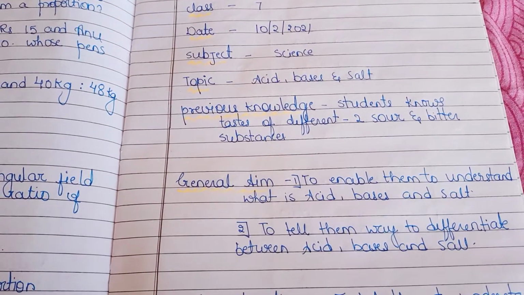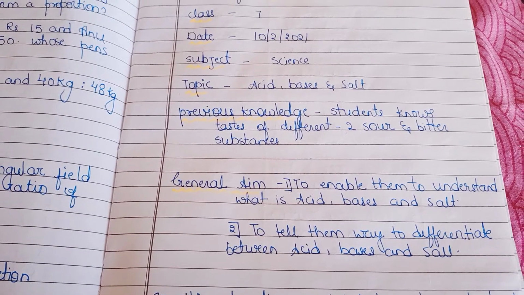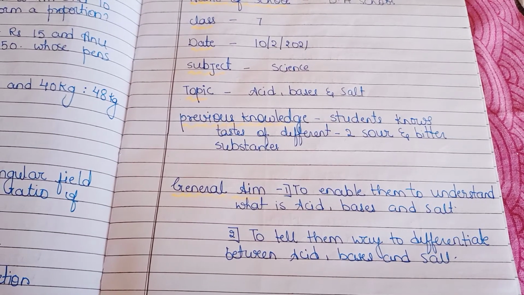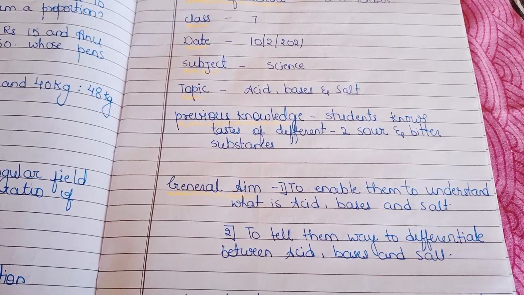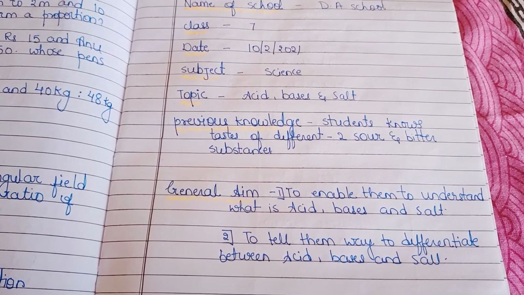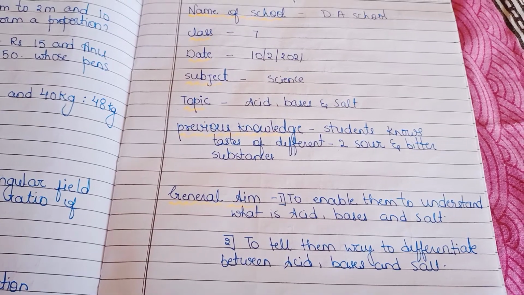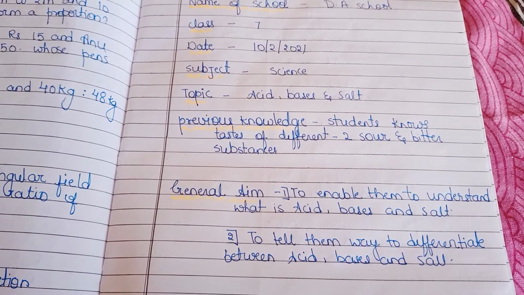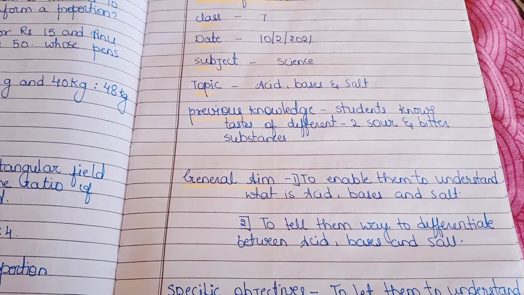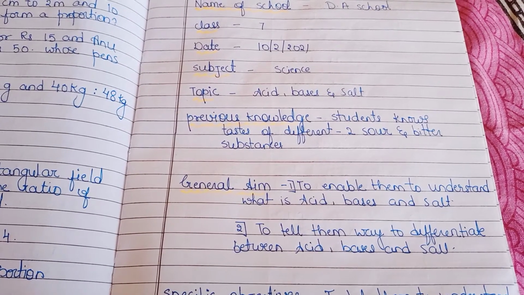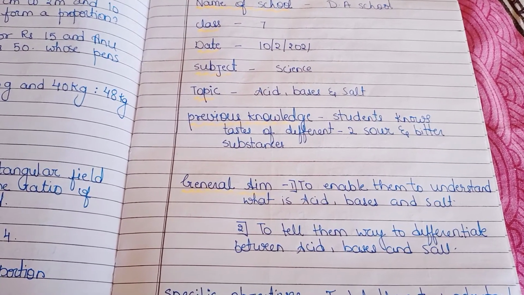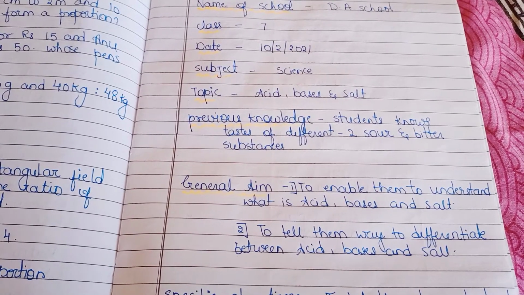After that, general aim. For general aim we have to write what we want to teach to students. So here: to enable them to understand what is acid, bases and salt, meaning we want to teach them what is acid, what is bases and what is salt. And second would be to tell them ways to differentiate between acid, bases and salt. We are going to do many types of experiments so that students can be aware of how to differentiate between all this.